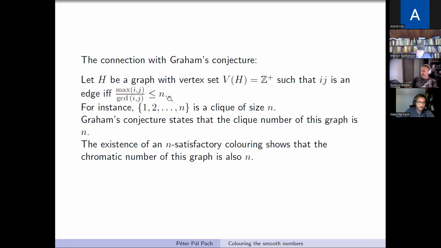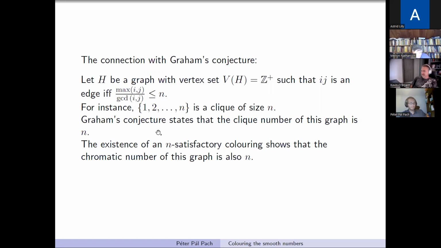So this is an infinite graph on the set of the positive integers, which contains a lot of cliques. For instance, 1 to n is a clique of size n, but 2, 4, 6 to 2n is another clique of size n. Graham's conjecture states that the clique number of this graph is n. It's clear that it is at least n, since we have a lot of cliques of size n.